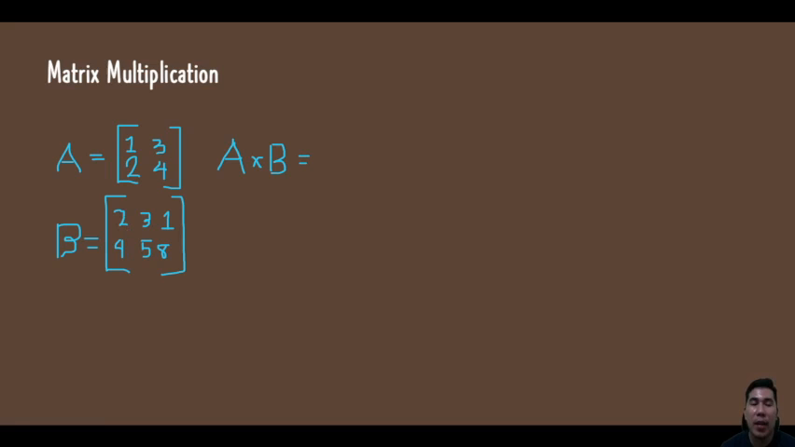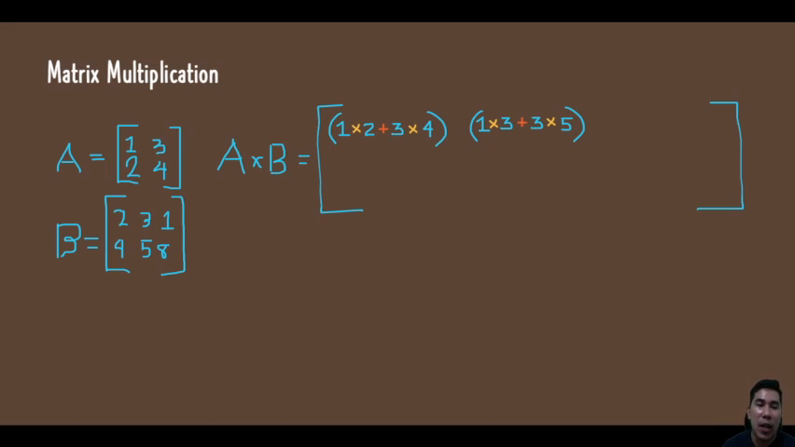So we can multiply them, and in order for us to multiply them, we take first the first row of A and multiply it to the first column of B, second column of B, and then third column of B. Meaning to say, each row of matrix A will be multiplied to each of the columns of B. So we do that by multiplying 1 times 2 plus 3 times 4, and then next is 1 times 3 plus 3 times 5, and then next is 1 and 8.